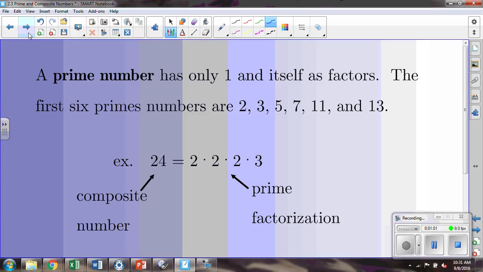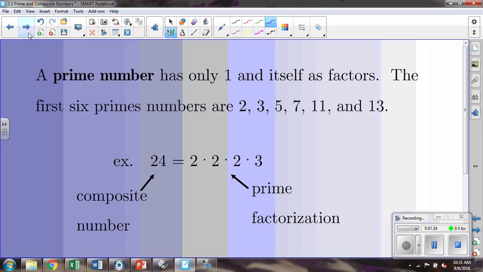Now, to continue, we're going to start off with this piece of vocabulary. A prime number has only 2 factors, 1 and the number itself. The first 6 prime numbers, and you may want to write this at the top of your sheet as a reference if you don't already have them memorized. The first 6 prime numbers are 2, 3, 5, 7, 11, and 13.